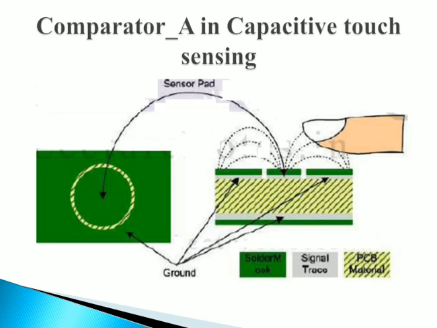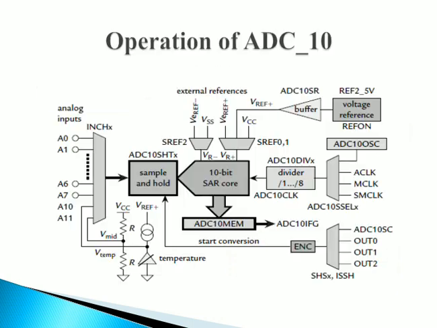Now this relaxation oscillator method will measure electrode capacitance by using your timer, which will establish a fixed window of time during which your electrodes will be oscillating. So this is how capacitive touch sensing will work.